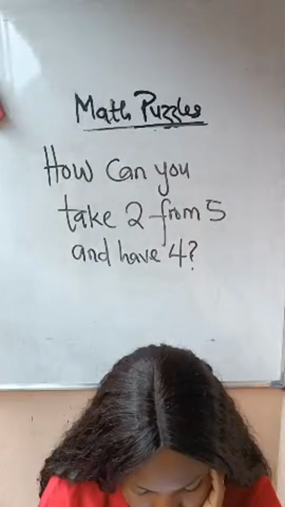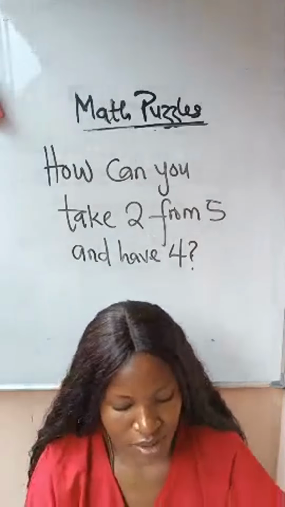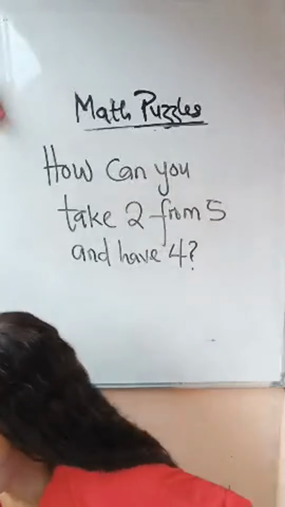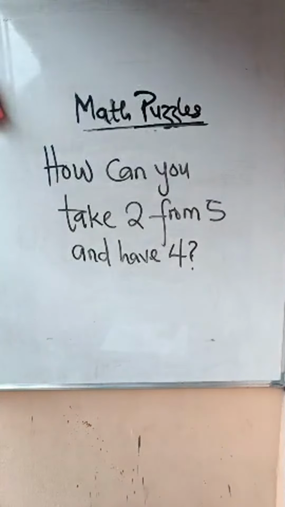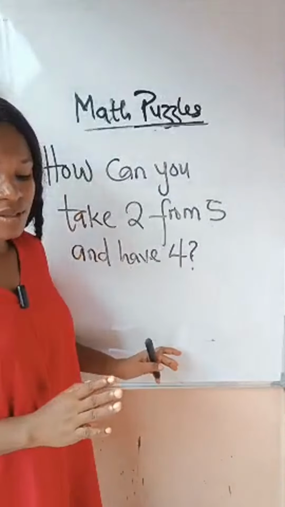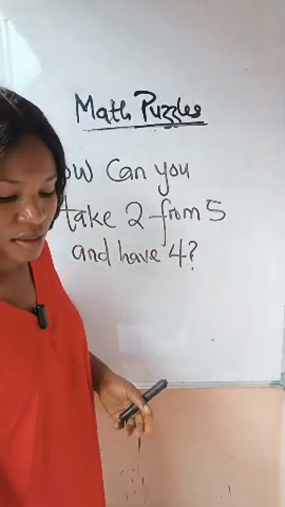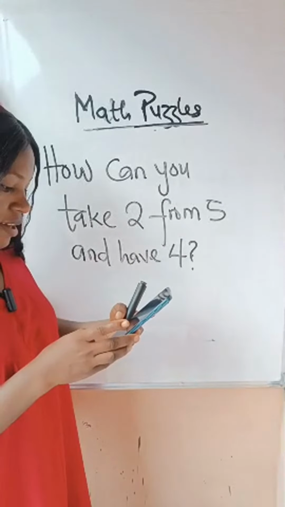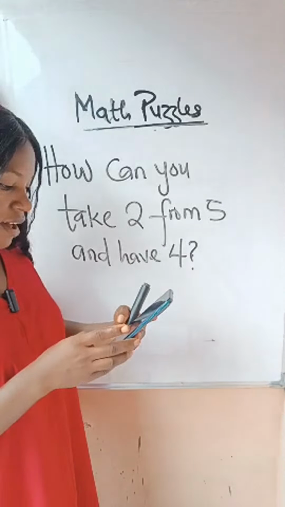All right. So I think no one is writing answers again. Now let's do it together. So it's easy, in the sense that, how can you take 2 from 5 and have 4 remaining? The first person to get this right is Gamma 1458. He is the first to get this right, followed by Kehinde and then someone else.